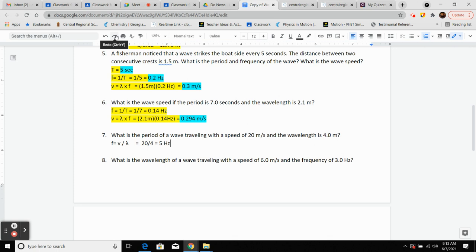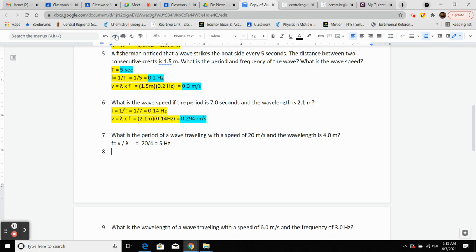All right. Next. I hate when that happens. To find period, we do 1 over the frequency. What's 1 over 5? Sorry, 0.2. Not 0.25, it's 0.2.